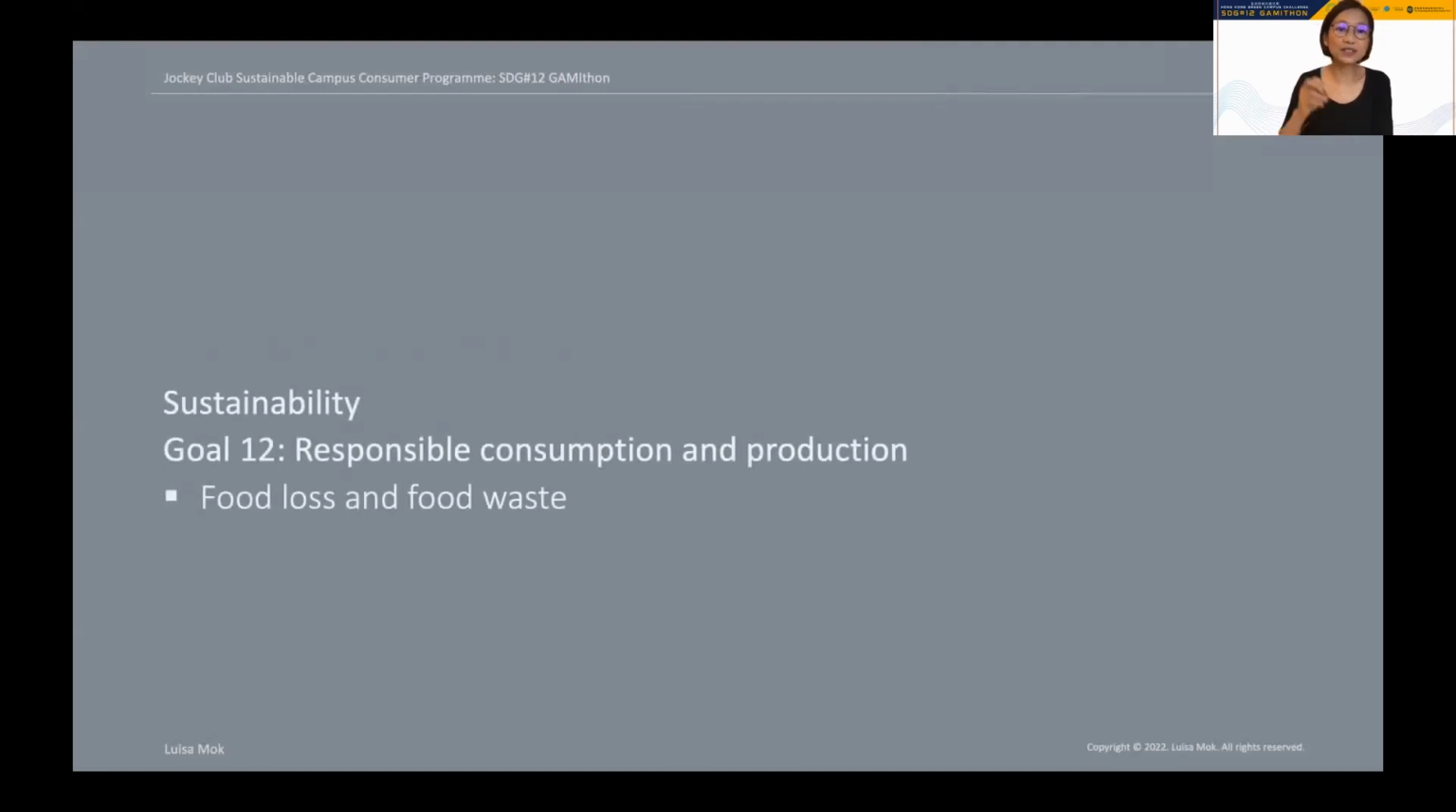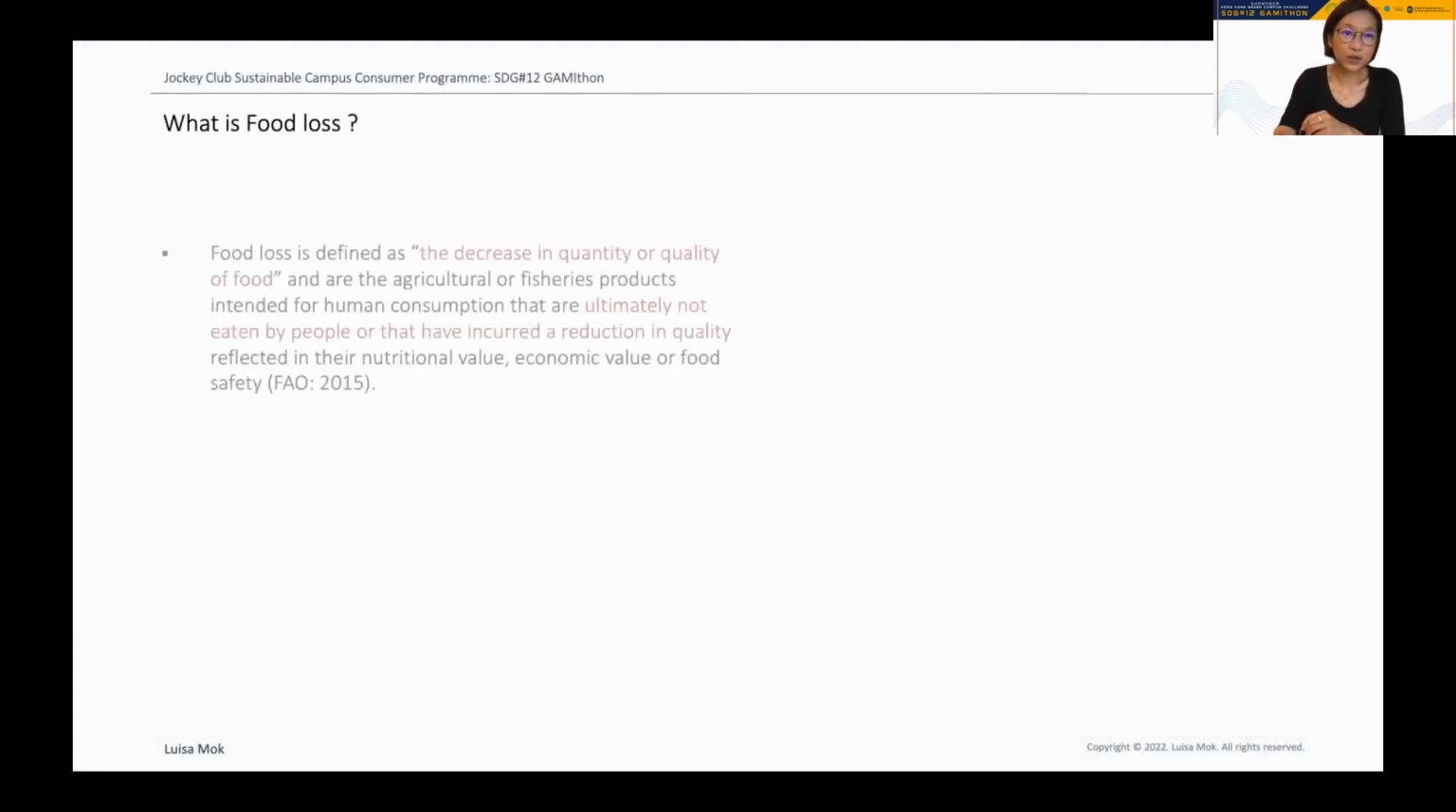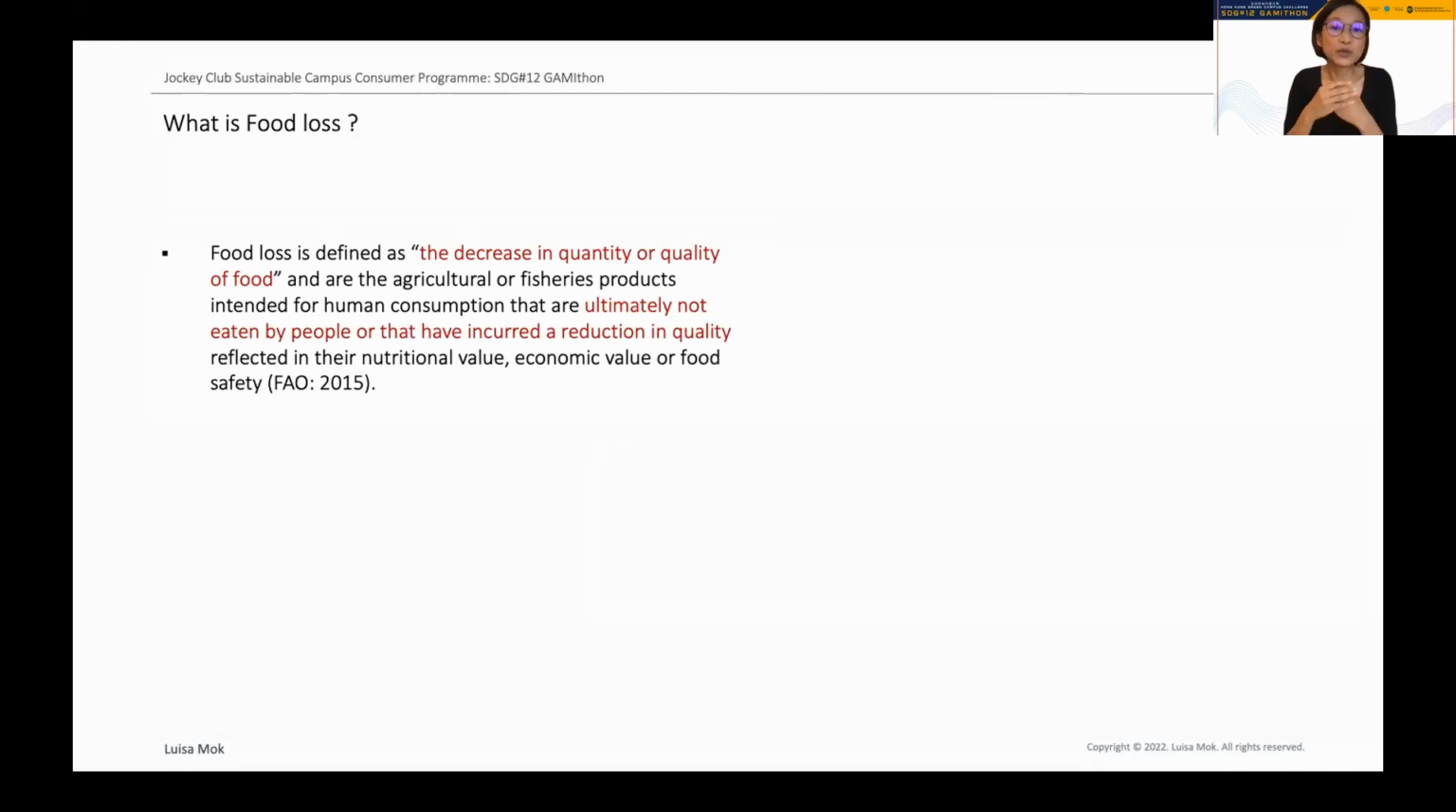And then for the sustainability part, so I have talked about the design part, and for the sustainability part, in particular, we talk about food loss and food waste tonight. So what is food loss? I think some of you have done your research, you know about sustainability, so you know that food loss is defined as the decrease in quantity and quality. And then those are food that are not eaten by people or that have incurred a reduction in quality. So it's both quantity and quality, a decrease in either one.